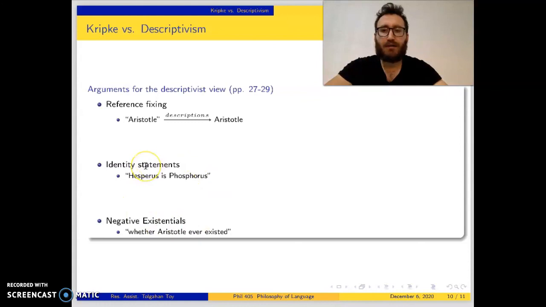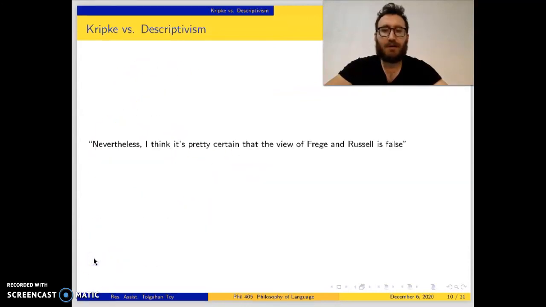So this is the advantageous part of descriptivism, but Kripke says, nevertheless, I think it's pretty certain that the view of Frege and Russell is false. So there are advantageous sides of descriptivism, but still descriptivism is false.